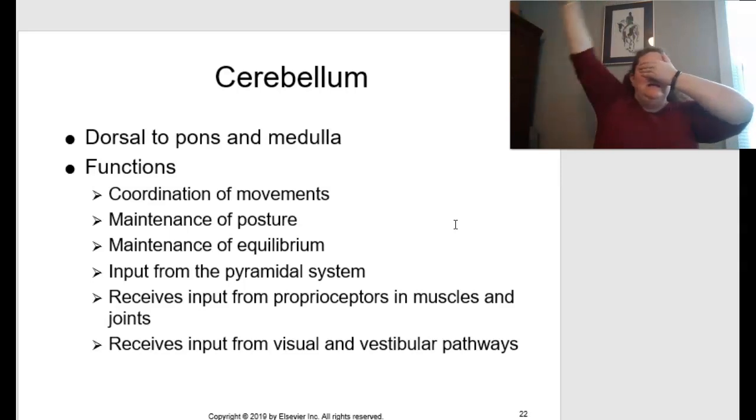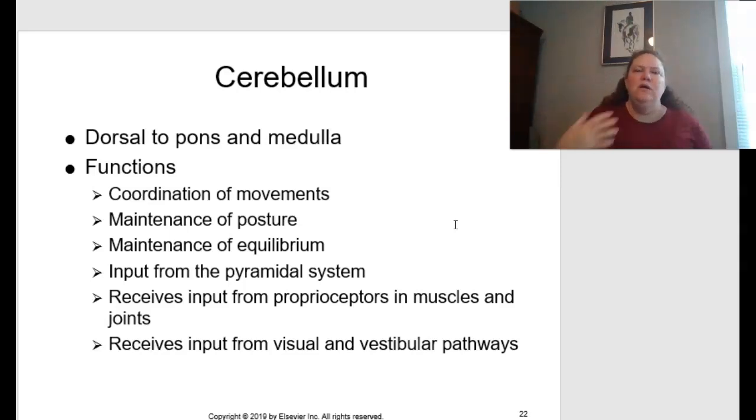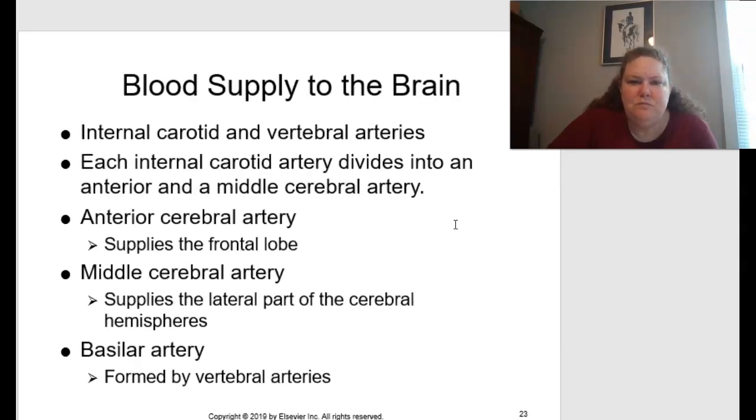I know that it's up to the right. Your sensation, your knowing of the location of your body parts, is proprioception. So it's going to receive the input in your muscles and joints, and then it's also going to receive input from visual and vestibular pathways.